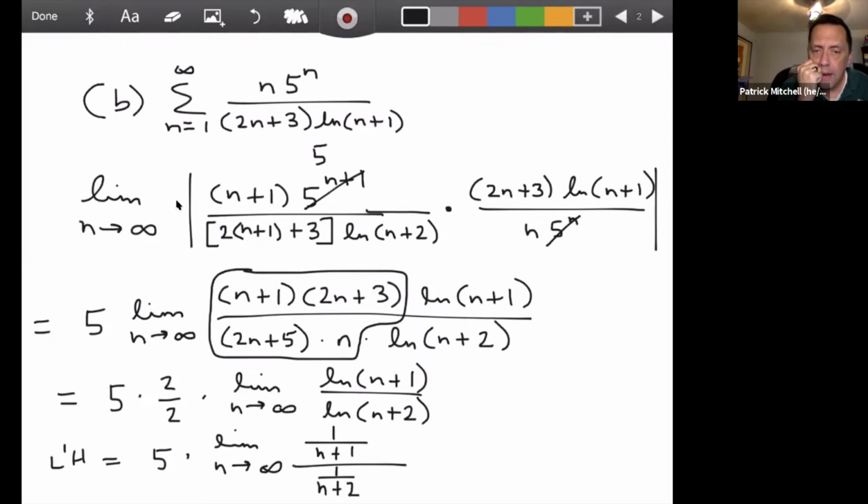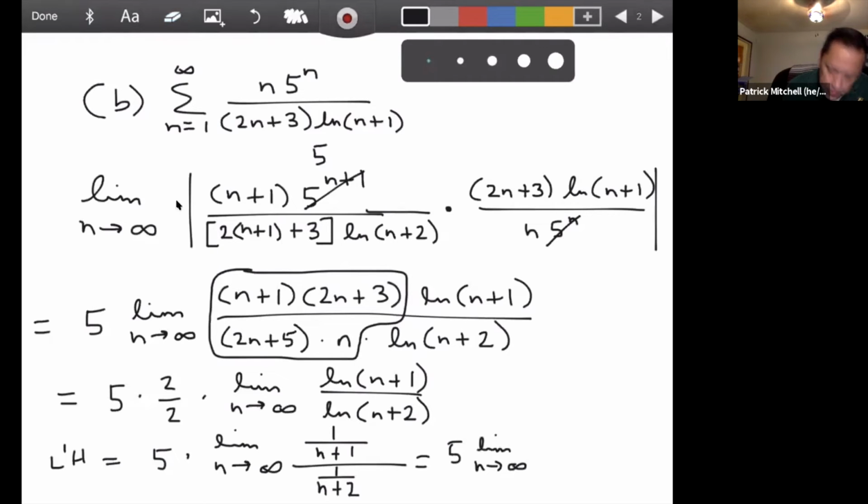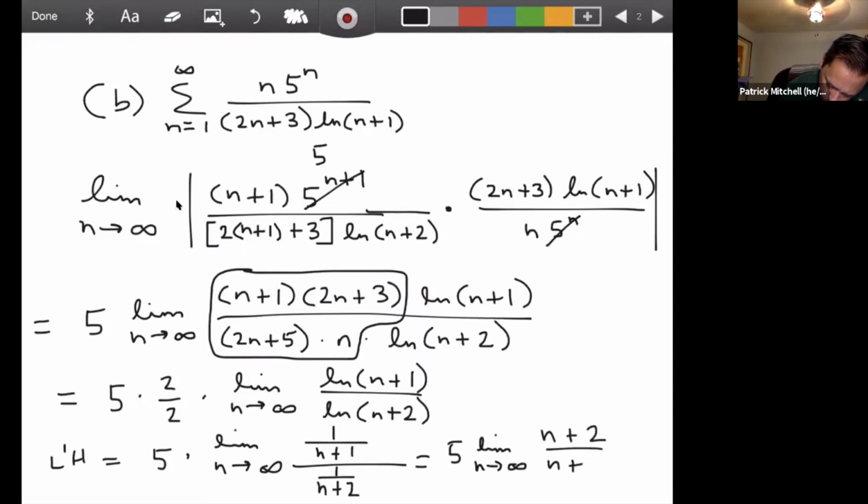Okay. All right. So now if you just rewrite this, instead of dividing by 1 over n plus 2, I'll multiply by n plus 2 over 1. This is n plus 2 over n plus 1. That limit is 1 for the same reason as the other few limits of rational functions. And therefore, the whole entire big limit is equal to 5.